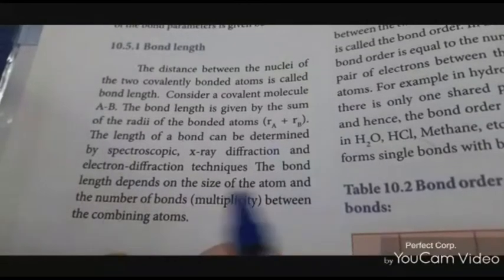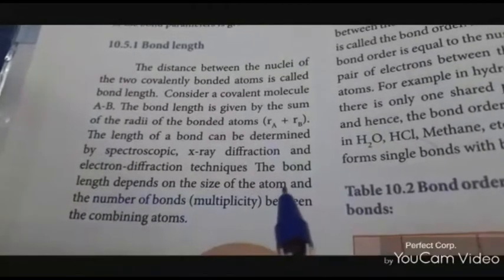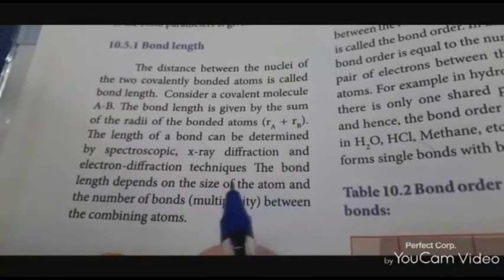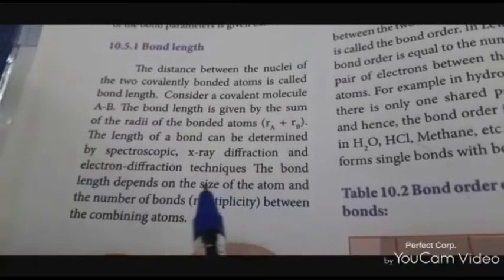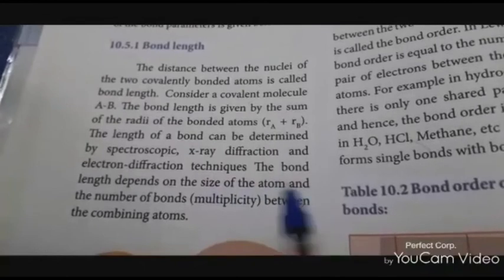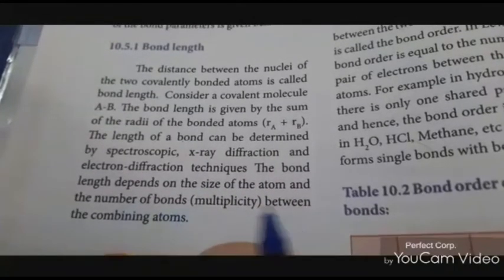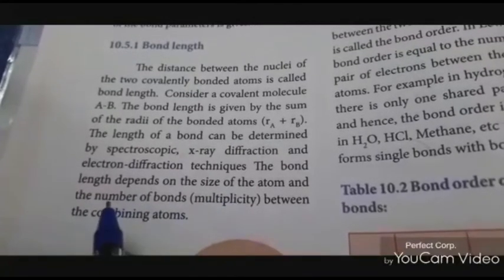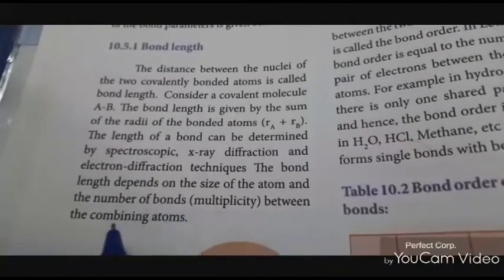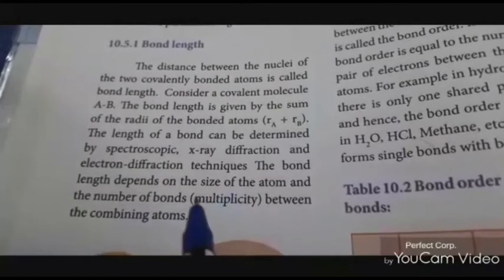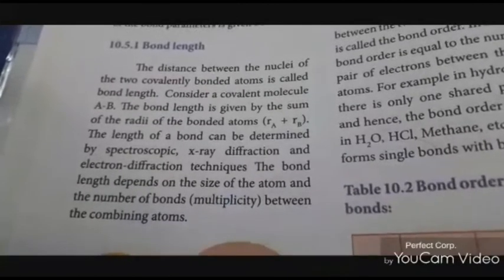Here, the bond length depends on the size of the atom, which means greater the size of the atom, greater will be the bond length. Again I repeat, greater the size of the atom, greater will be the bond length. Again, if the number of bonds between the combining atoms increases, there should be a decrease in the bond length value. It should be explained as below.